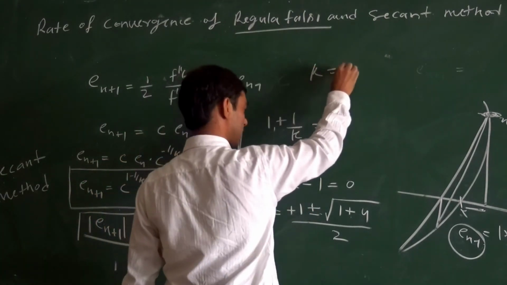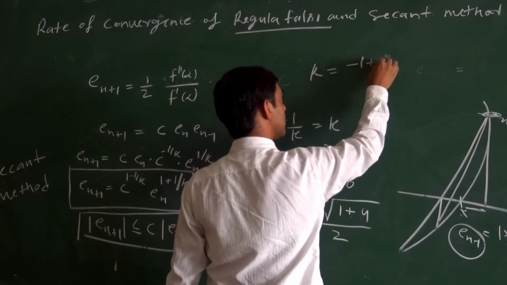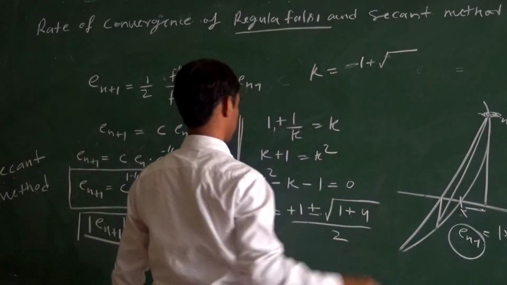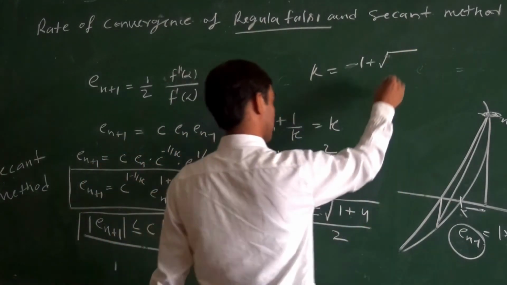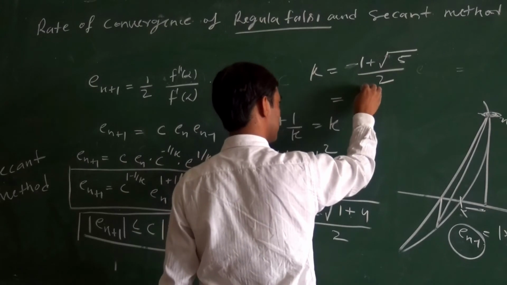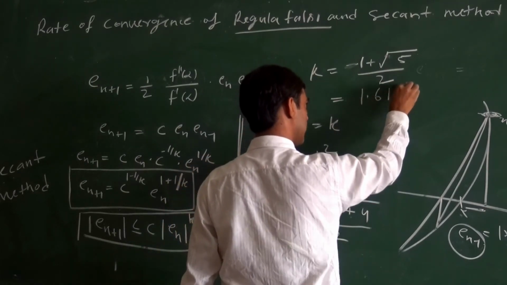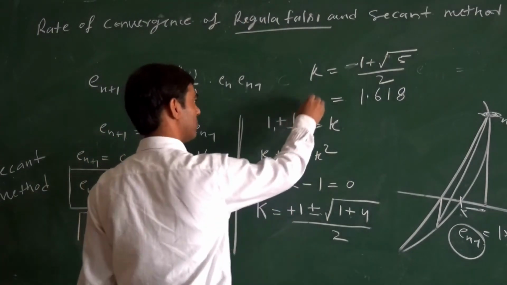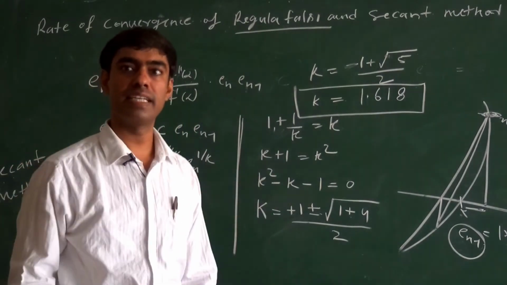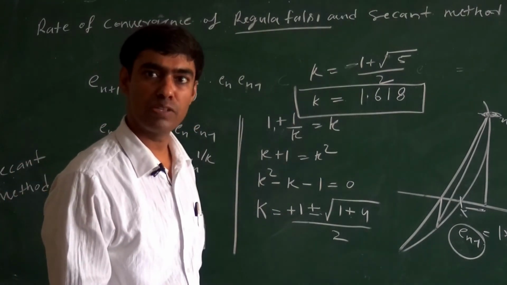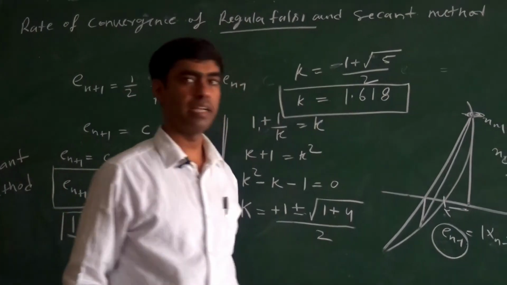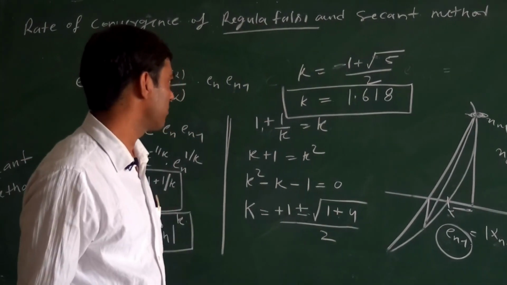So k equals 1 plus under root 5, divided by 2. If we simplify this, it is 1.618. This is the value of k, and k represents the rate of convergence. So what is the rate of convergence of the secant method? It is 1.618.